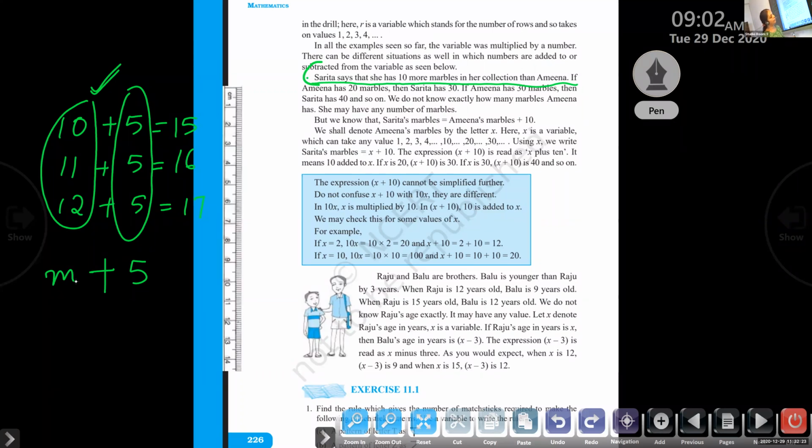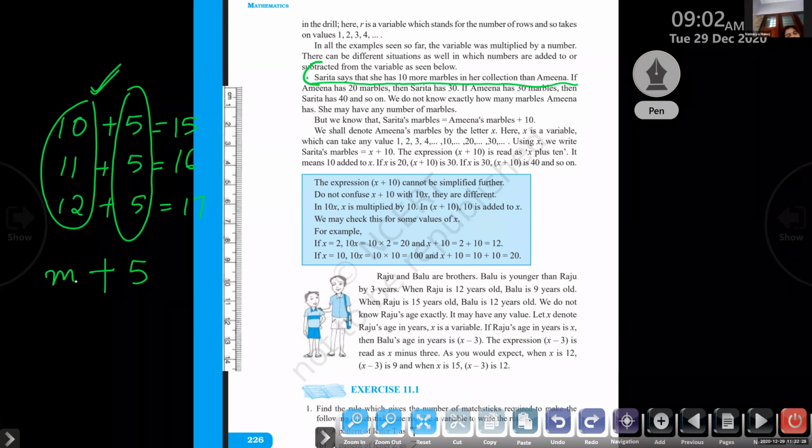M variable. Shall I write? Yes, ma'am. So this expression is m plus 5. Okay, children, now you look here.